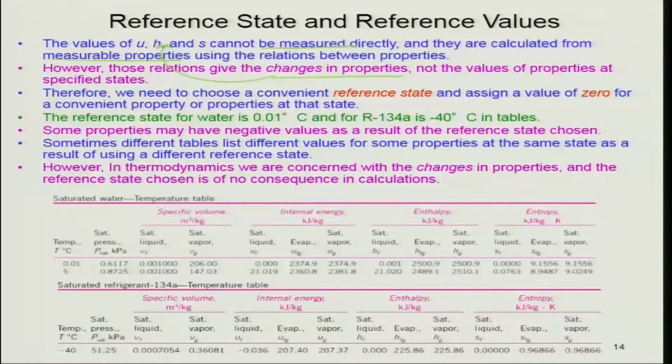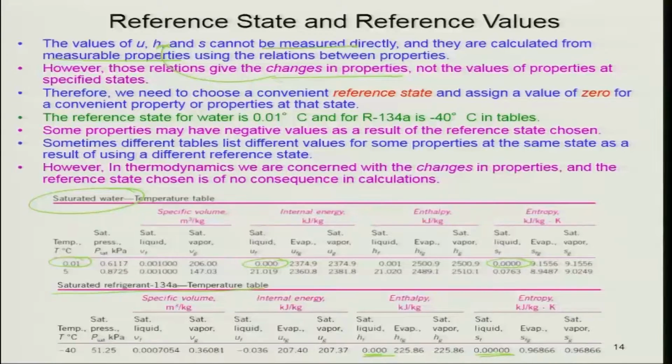So for example, you can look at the saturated water temperature table. The reference value is the triple point, where we are assuming the saturated liquid internal energy to be 0 as well as entropy to be 0. Okay, and similarly for refrigerant, the reference temperature is -40, and you can see here the values are considered to be 0. Now as long as you use the same table to calculate the properties in your analysis, the reference value will get cancelled. So essentially, there will be no effect of the reference value. Okay, so that's how we make use of the tables.